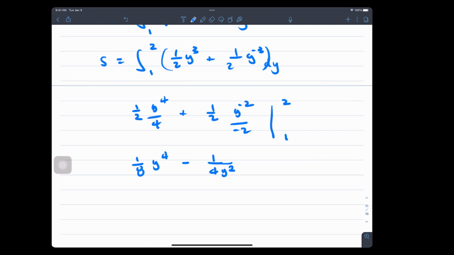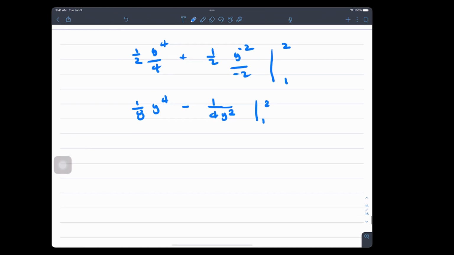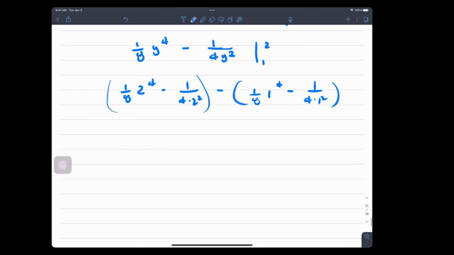Okay. From 1 to 2. So this is going to be 1/8, 2 to the 4th, minus 1/4, 2 squared, minus now 1/8, 1/4, minus 1/4, 1 squared. So 1/8 of, what's 2 to the 4th? Isn't that 16? Minus 1/4 times 4/16.